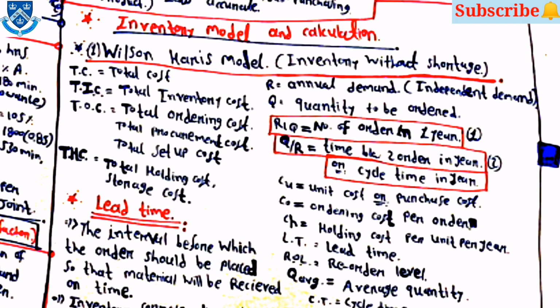Next, after the inventory model and calculation, the first one is the Wilson-Harris model, or inventory without shortage. Here TC is total cost, TIC is total inventory cost, TOC is total ordering cost, or total procurement cost or total setup cost, THC is total holding cost or shortage cost, R is annual demand, Q is quantity to be ordered. R by Q is the number of orders in 1 year, and Q by R is the time between two orders, or the cycle time in 1 year. CU is unit cost or purchase cost, CO is ordering cost per order, CH is holding cost per unit per year, LT is lead time, ROL is reorder level, Q average is average quantity, and CT is cycle time.